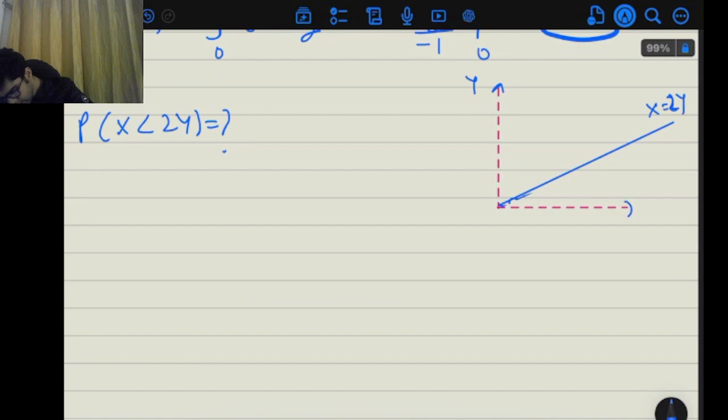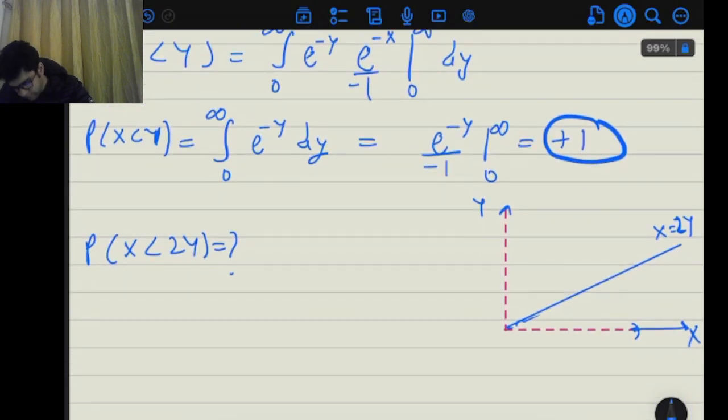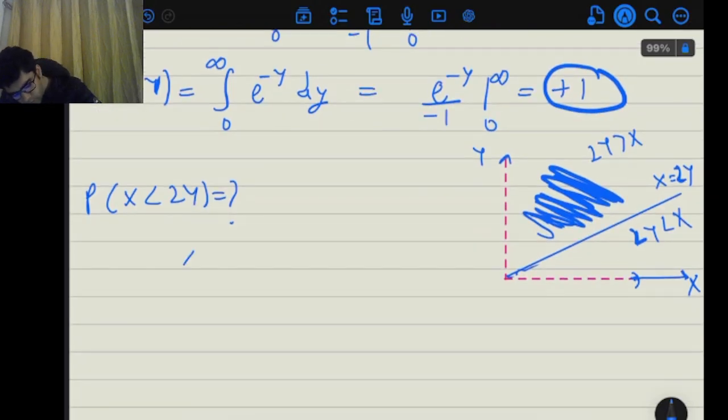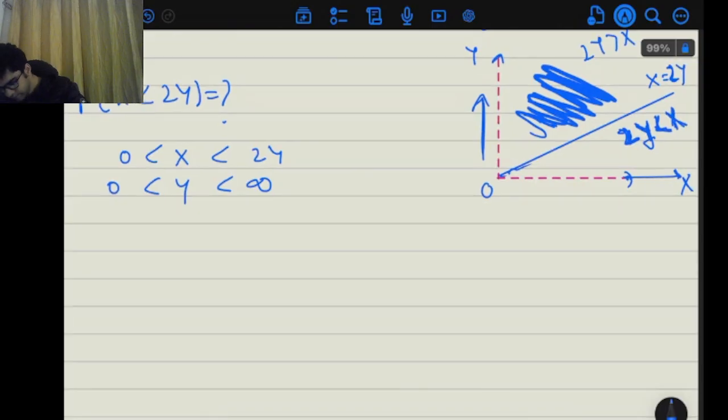Now this is my y-axis, this is my x-axis, and I need to find x less than 2y. This was x less than y and x less than 2y, right? So for x less than 2y, I need this portion, because this is 2y greater than x. And this other portion is 2y less than x. So for this I can say that my x lies between 0 and 2y, my y lies between 0 to infinity. Again, this is 0 and this is going towards infinity. This is 2y less than x, right?